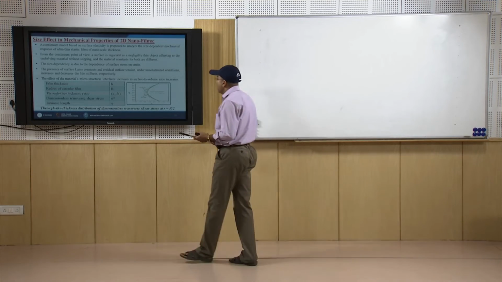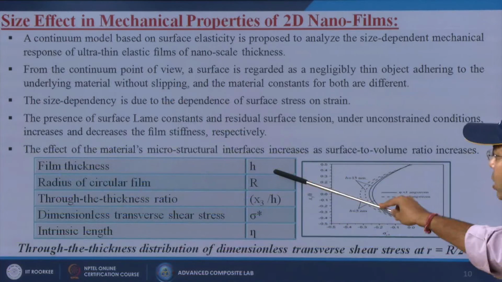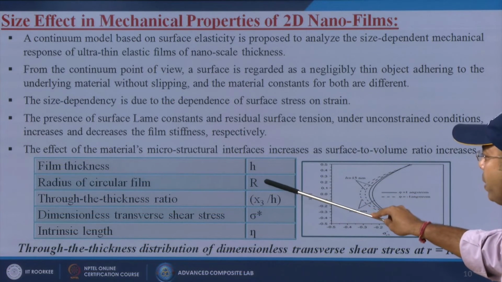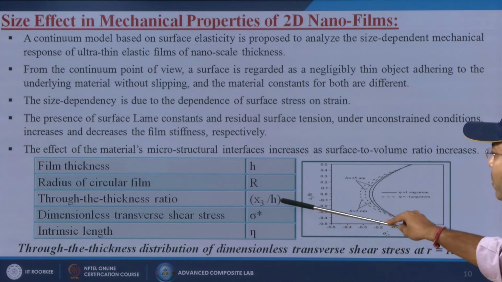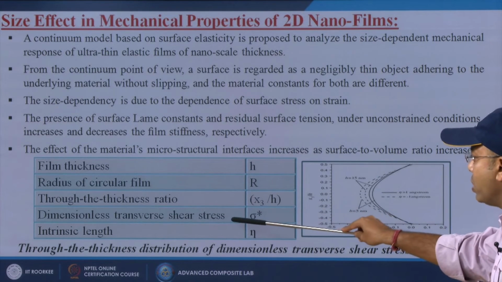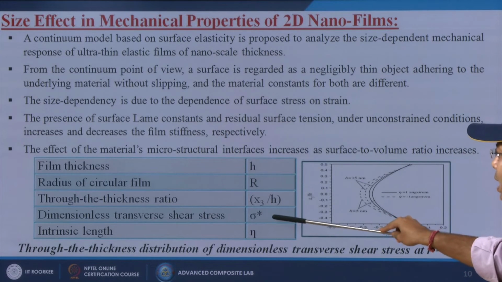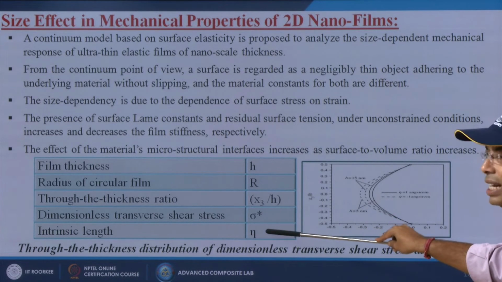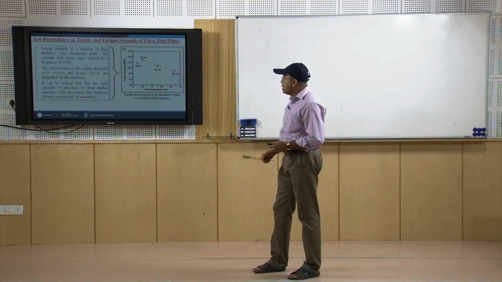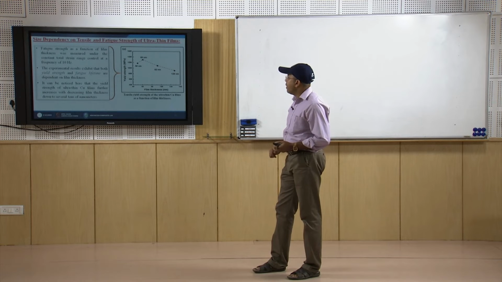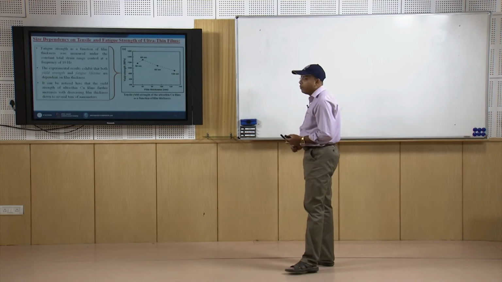So, here the film thickness is h, the radius of the circular film is capital R, the through-thickness ratio is x3 by h, the dimensionless transverse shear stress is sigma, and the intrinsic length is eta. So, the thickness distribution of the dimensionless transverse shear stress at small r equal to capital R by 2. Then, size dependency on tensile and fatigue strength of ultra thin films.